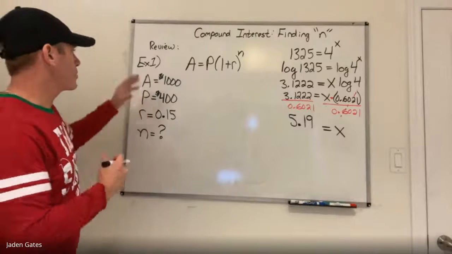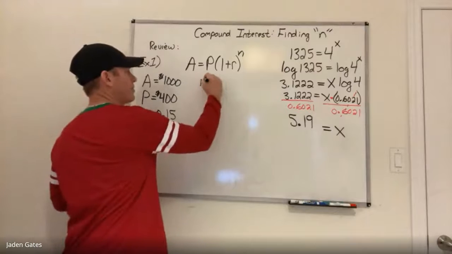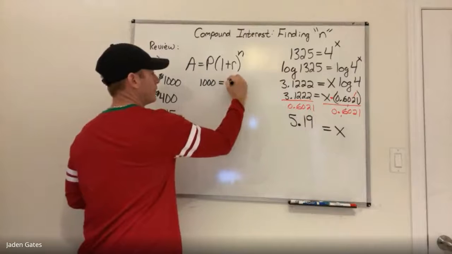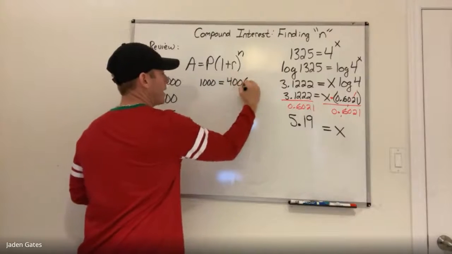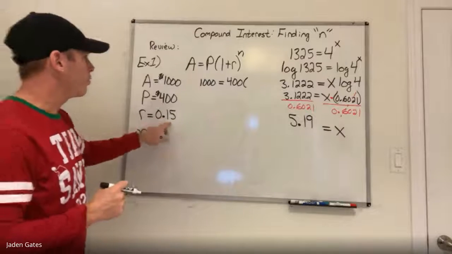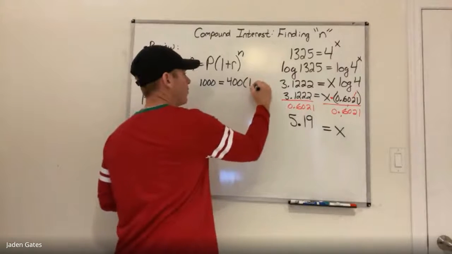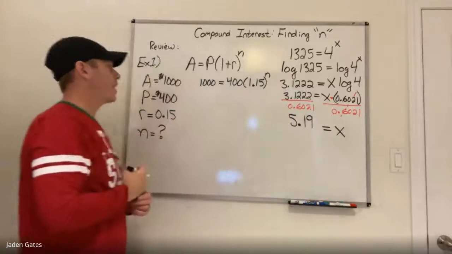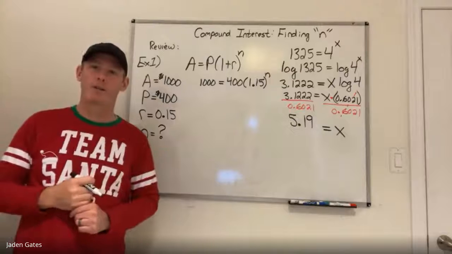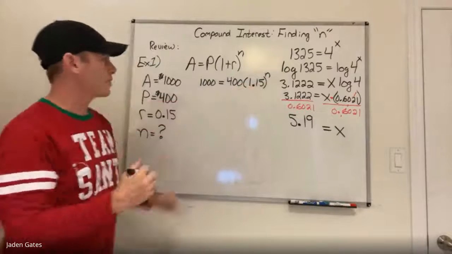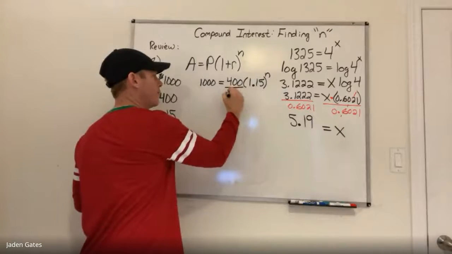All right, now going to substitute in my values. So I have 1,000. My P is 400. Now in brackets, I have 1 plus my interest rate. Well, my interest rate there is 0.15, so I'm going to have 1.15 to the power of n. All right, now we can't take the log yet, and this is a situation we had before. I am going to solve for n, but I'm going to have to get rid of this 400 first. So I'm going to divide both sides by 400.